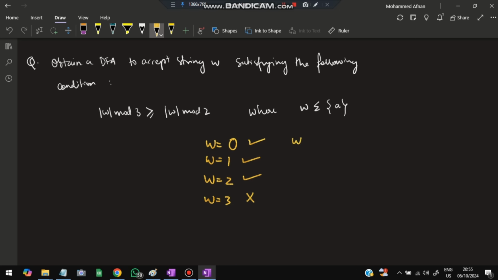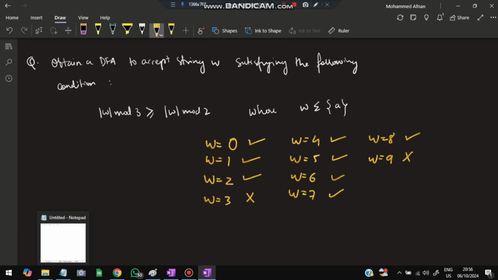What if it is 4? W is equal to 4, here it will be 1 and here it will be 0. It is accepted. W is equal to 5 will be accepted: 5 mod 3 is 2 and 5 mod 2 is 1. W is equal to 6, both are the same, mod 3 and mod 2 are 0. Accepted. W is equal to 7, here it will be 1 and here it will be 1. Accepted. W is equal to 8, 0 here and here it will be 2. Accepted. W is equal to 9, here it will be 0 and here it will be 1. It will not be accepted, right? So odd multiples of 3 are not accepted.